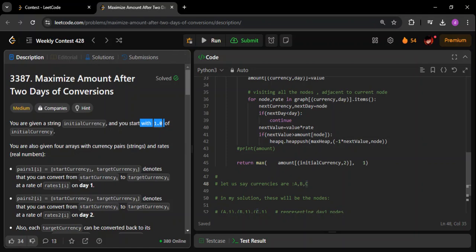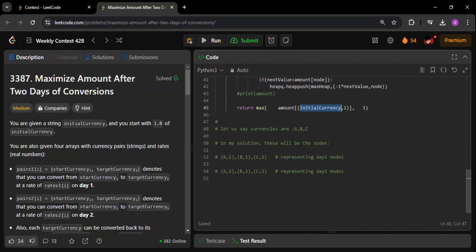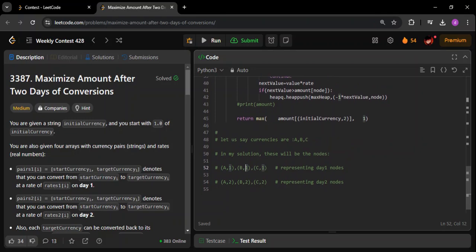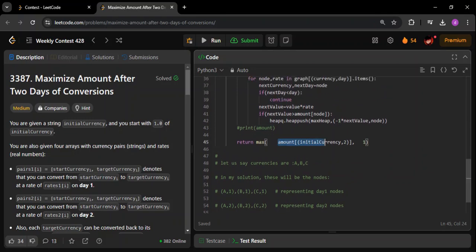That is the reason why at the end, if you see what I'm returning, okay, the maximum of either 1 or the value in the amount array. I am passing the initial currency comma 2. What is 2? 2 represents the day, okay. For example, let's say the currency is A, so the value at the day 2 node of the same currency is going to be my answer, okay. The day 2 node for the initial currency is going to be the answer in the amount dictionary, okay.